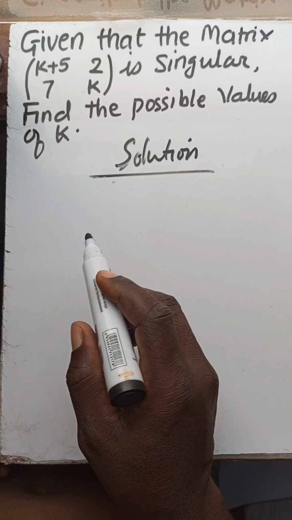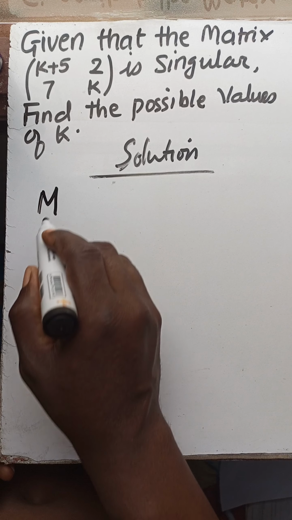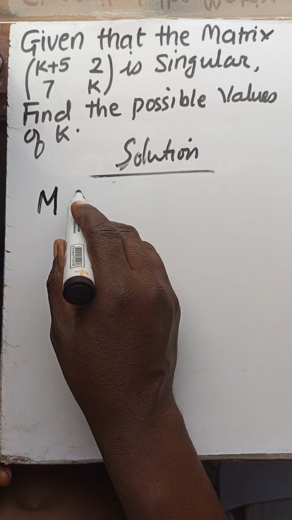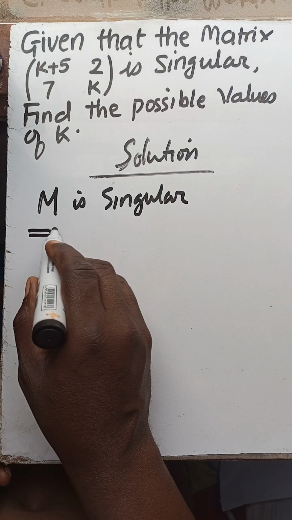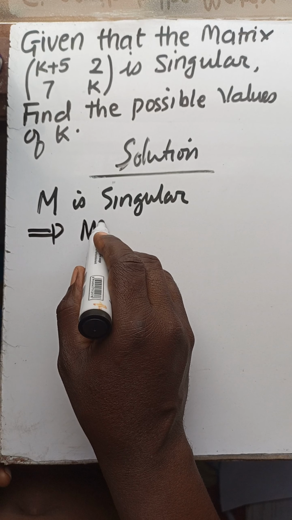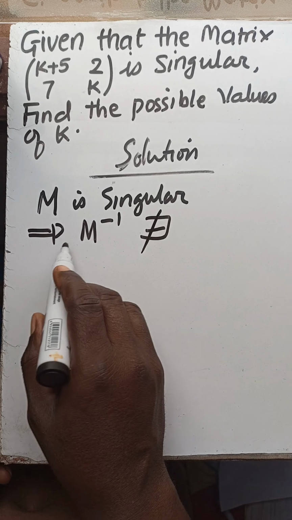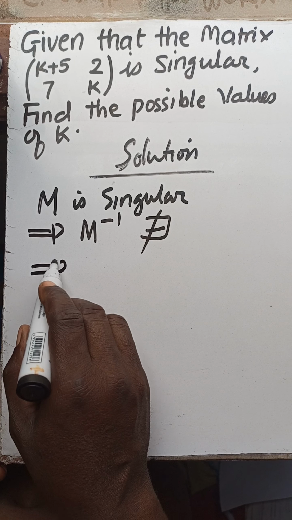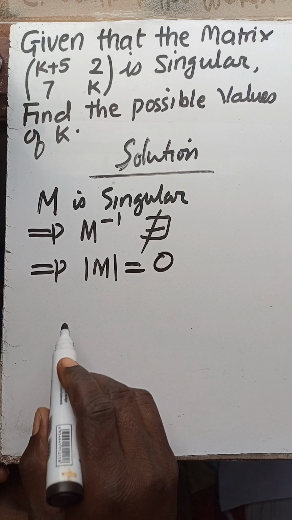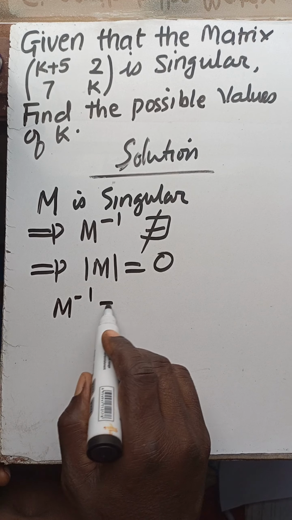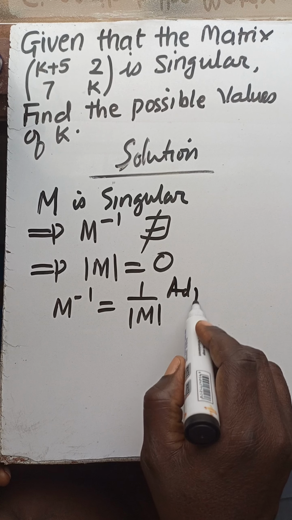Now, let's first of all handle the notion of singular matrices. If we are given a matrix M and we are told that it is singular, this therefore means that that matrix does not have an inverse. The inverse does not exist. If the inverse does not exist, it also means that the determinant of that matrix must be 0, because, look at it, the inverse of a matrix is given as 1 all over its determinant times the adjoint of that matrix.